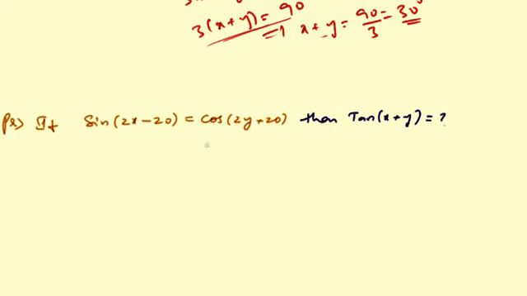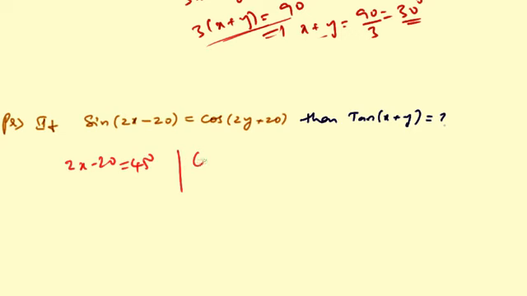In a similar way you can do this problem. It is given sin 2x minus 20 and cos 2y plus 20. So in the same way we will try to solve this problem again. So what is this? 2x minus 20 means sin something is equal to cos something at 45 degrees, we know that. So this angle is nothing but 45 degrees.